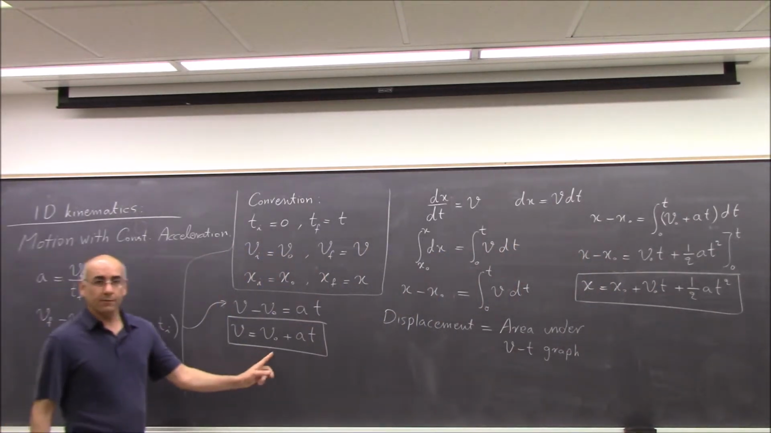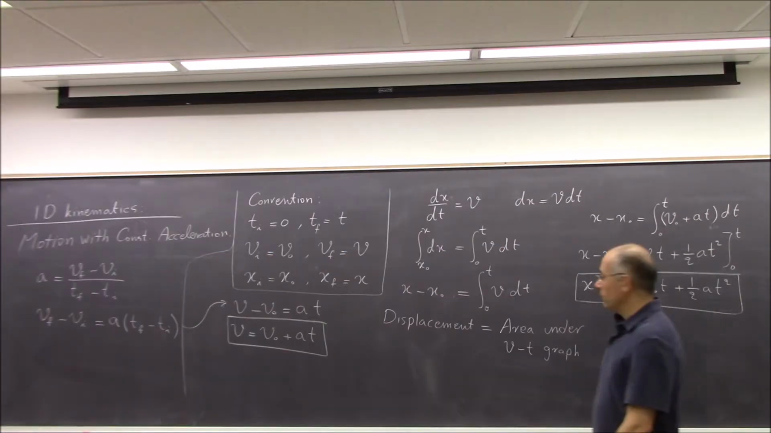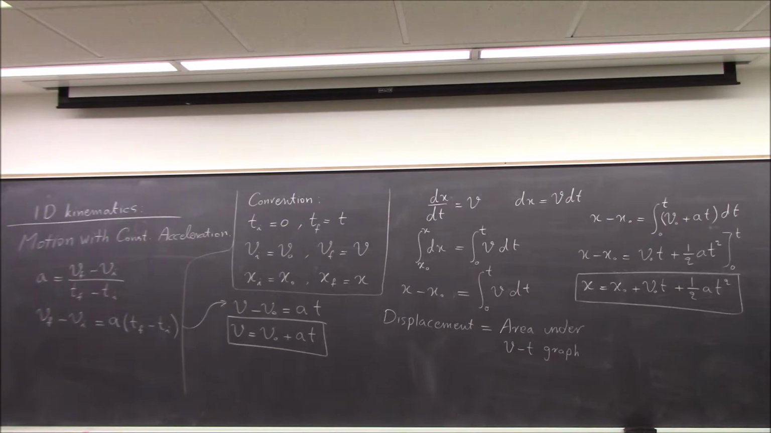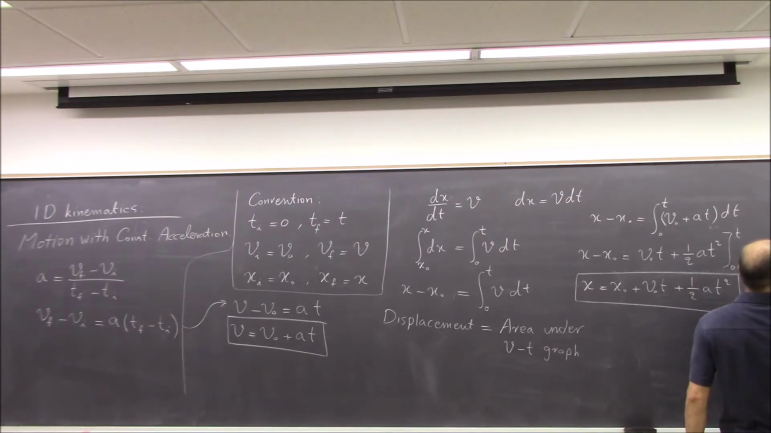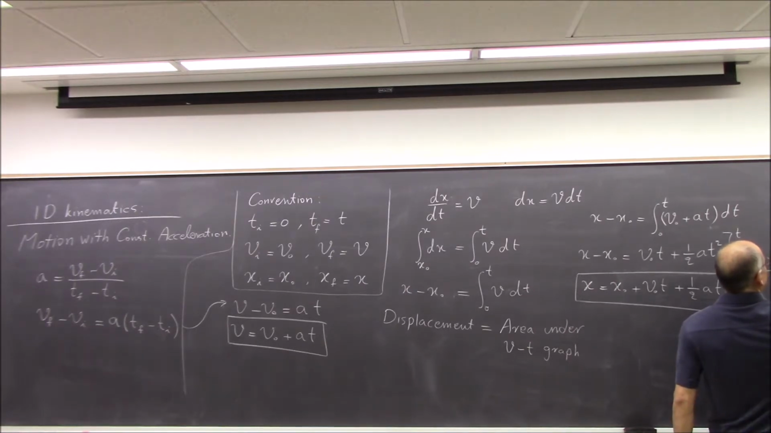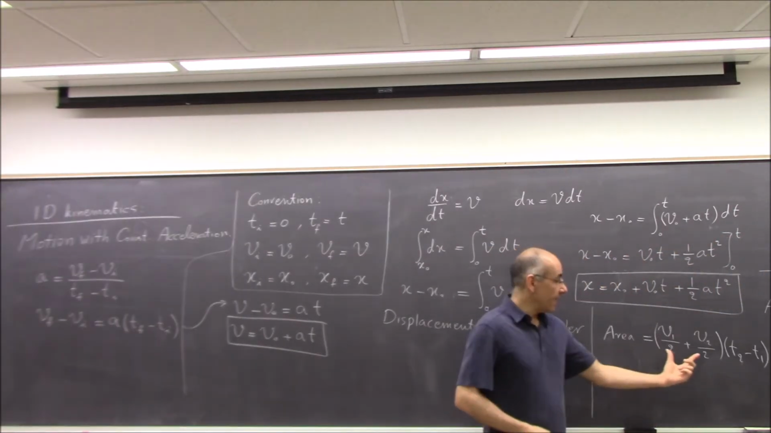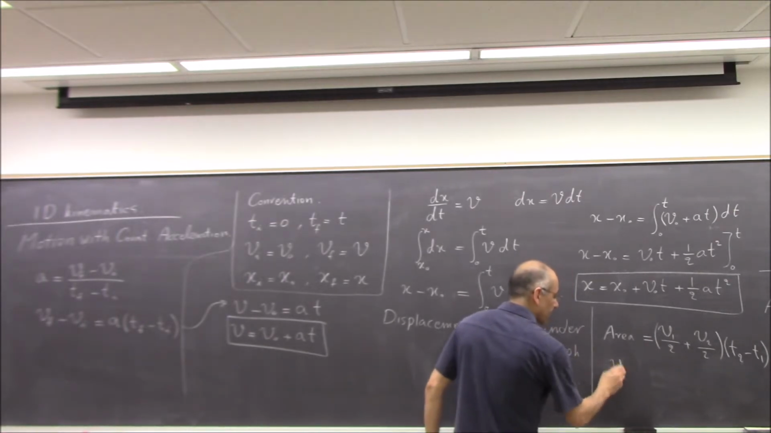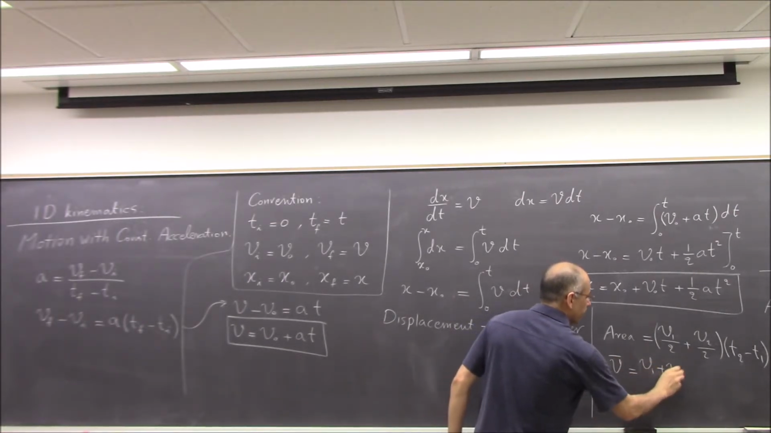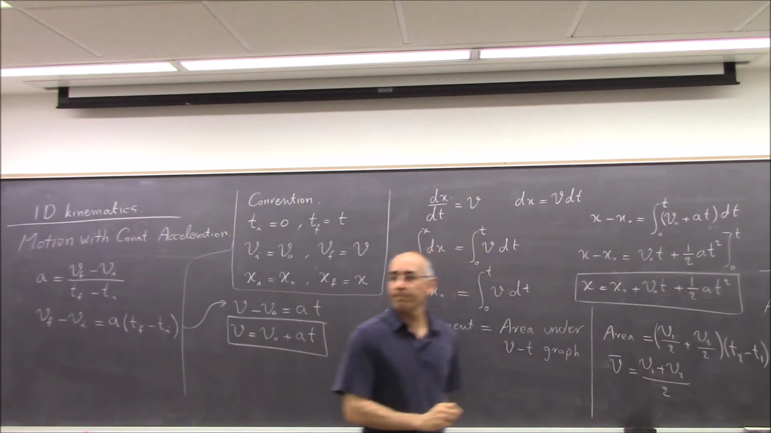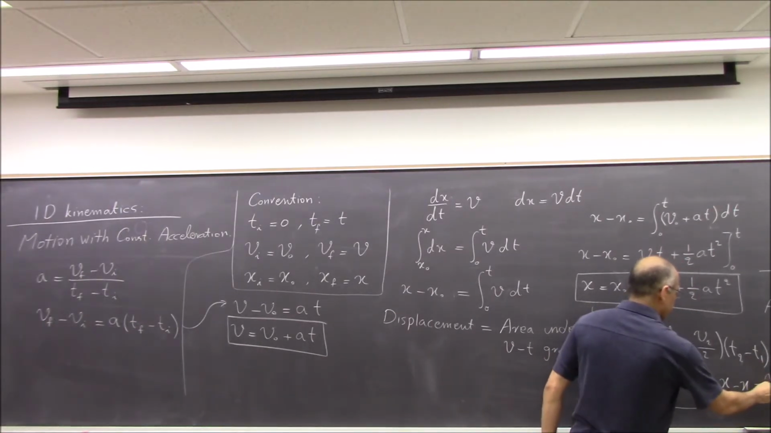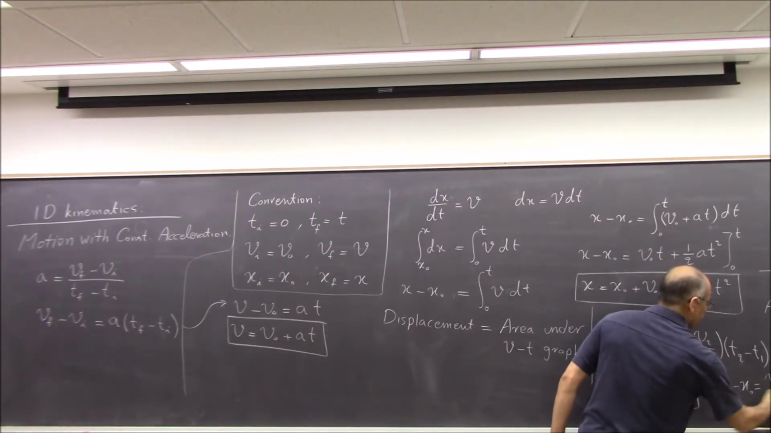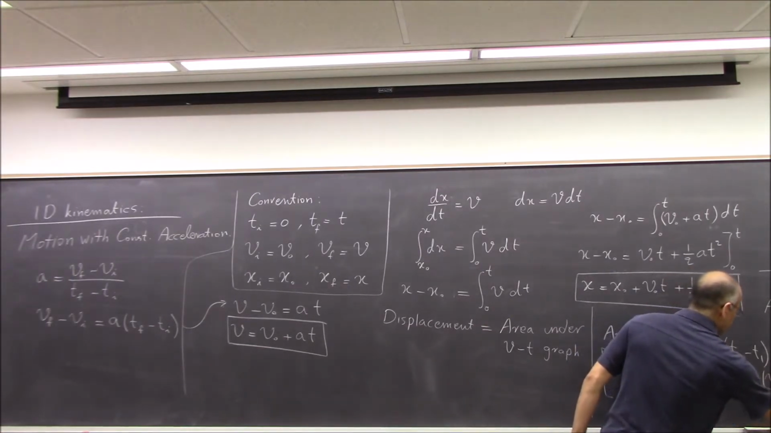This is our first equation. This is our second equation. For constant acceleration motion, because velocity changes linearly, the average velocity between t1 and t2, let's say, is equal to the average of initial and final velocity. So the average is equal to v1 plus v2 divided by 2. Say x minus x naught is equal to v initial plus v final divided by 2 times t in our notation.